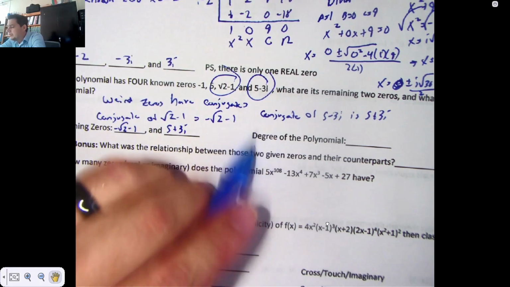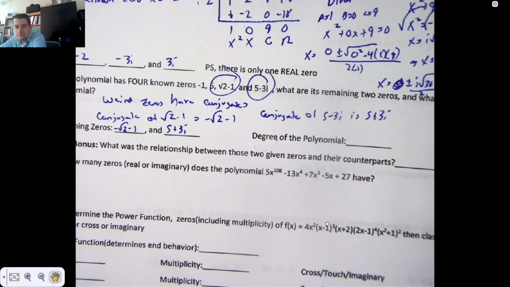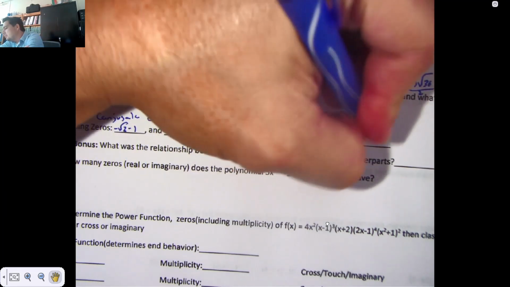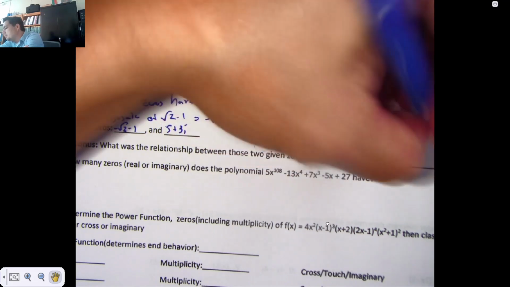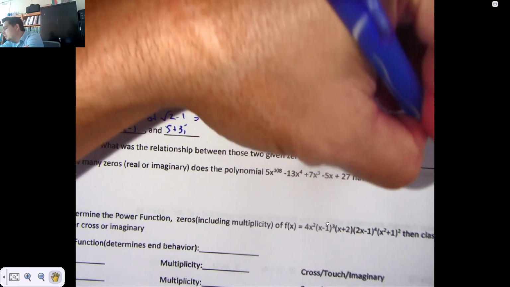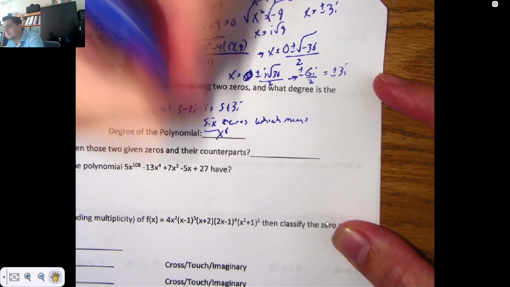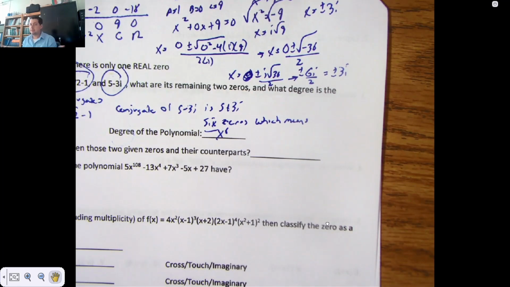Then I talk about the degree of the polynomial. Well, we had 4 zeros here, 1, 2, 3, 4, and then we found 2 more, 5, 6. We have 6 zeros, which means, according to the fundamental theorem of algebra, we are x to the 6th power. That's all it means. It's a 6-degree polynomial. It's just something to the 6th power.